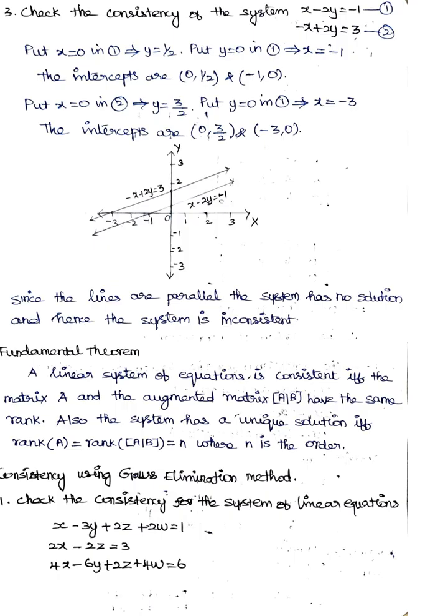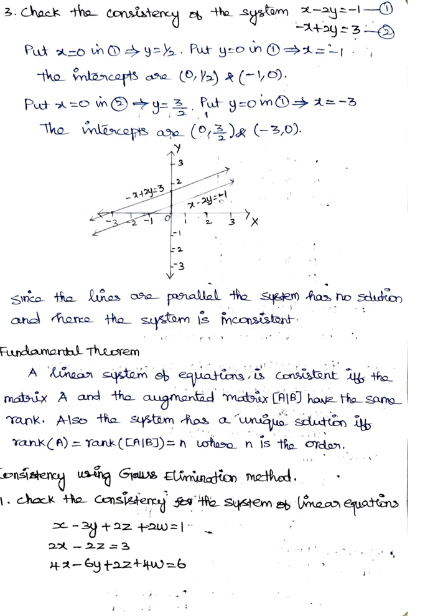Now we have parallel lines. Here there are no intersecting lines; we get a parallel system of equations. If the lines are parallel, the system has no solution. Given that the system has no solution, the system of equations is called inconsistent.